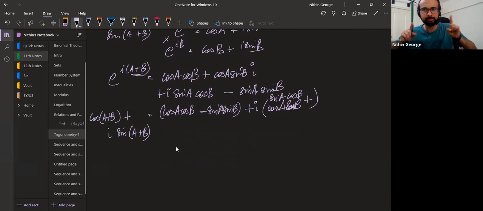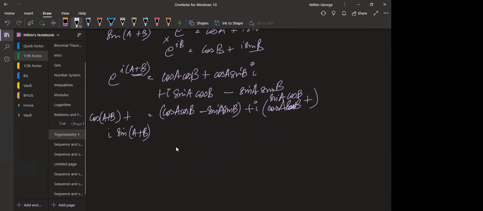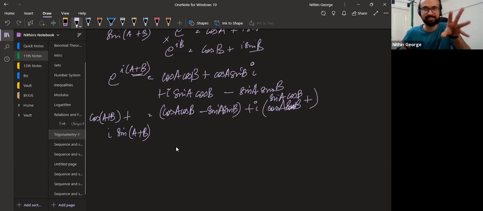Guys, are you following this? This formula is very important for complex numbers, for JEE level, so you'll have to learn it anyway. e power i theta is cos theta plus i sin theta, called Euler's form. I don't think it's there in your NCERT book, but please remember this. It's very useful in a lot of places.